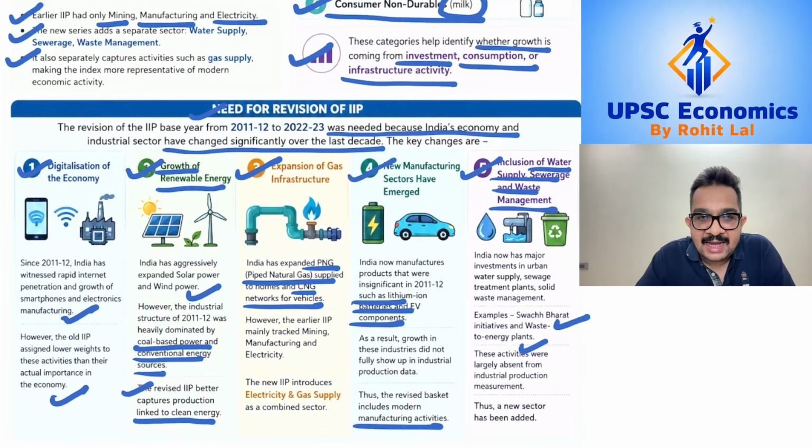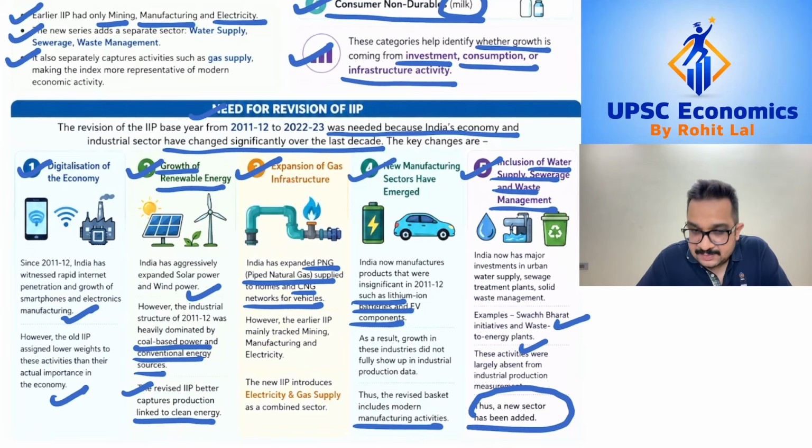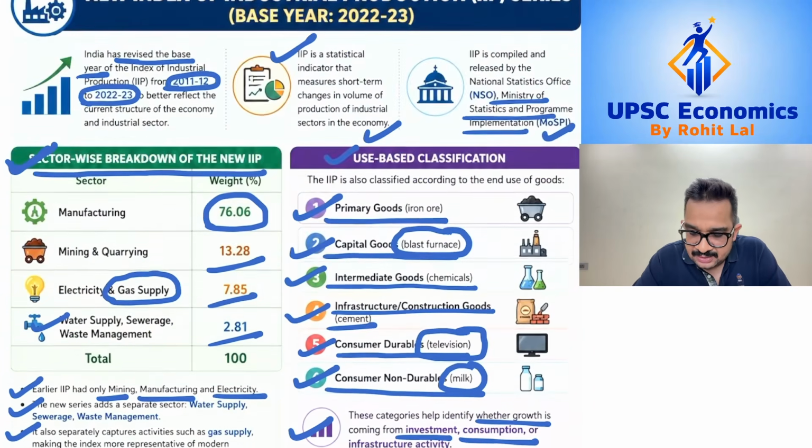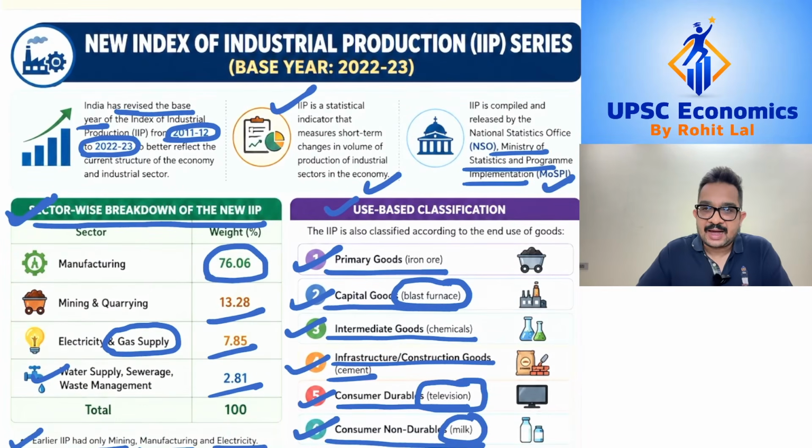Now these activities were largely absent from industrial production measurement earlier, but because a new sector has been added, these activities are going to be effectively incorporated. So this was the reason for the revision of IIP. So this is broadly the changes which have happened, and this is how the new IIP looks like.